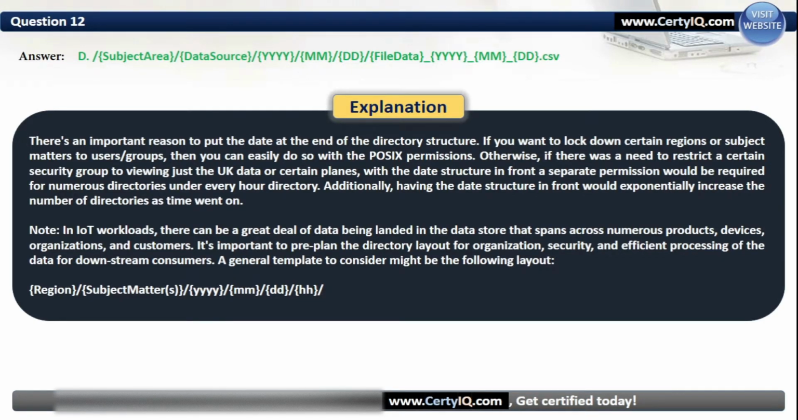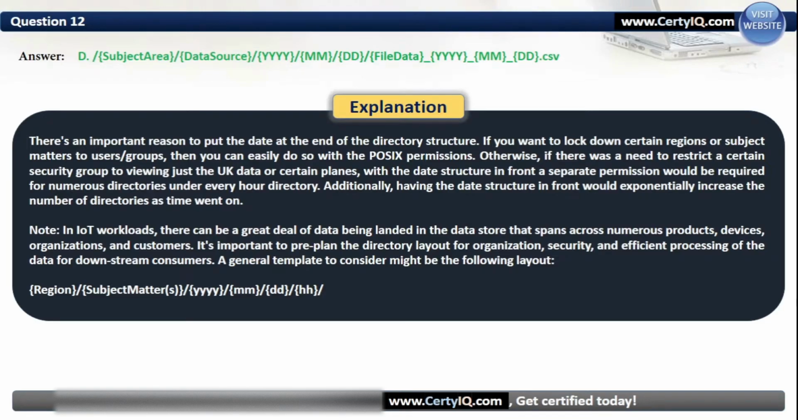Otherwise, if there was a need to restrict a certain security group to viewing just the UK data or certain planes, with the date structure in front, a separate permission would be required for numerous directories under every hour directory. Additionally, having the data structure in front would exponentially increase the number of directories as time went on.